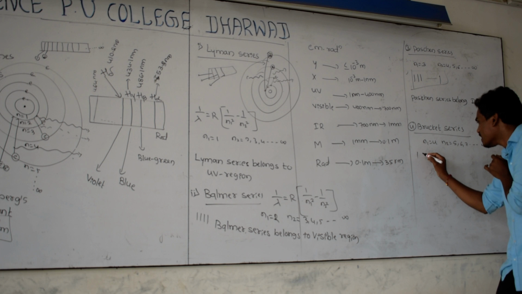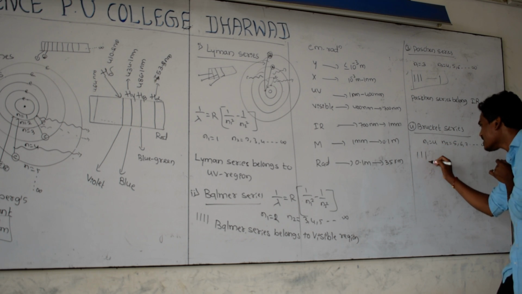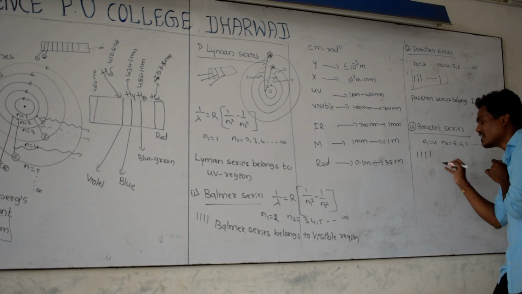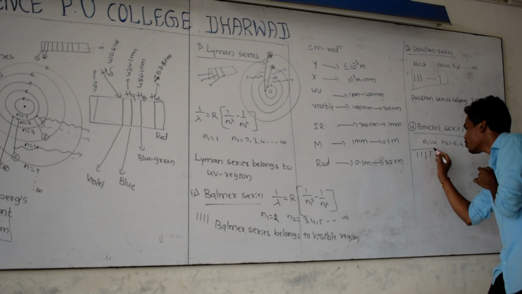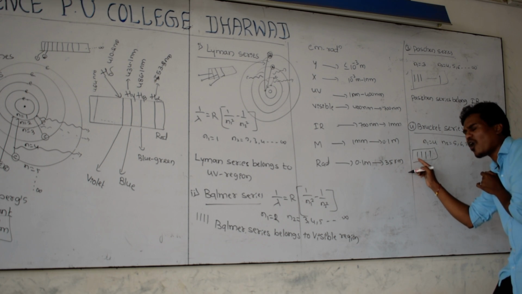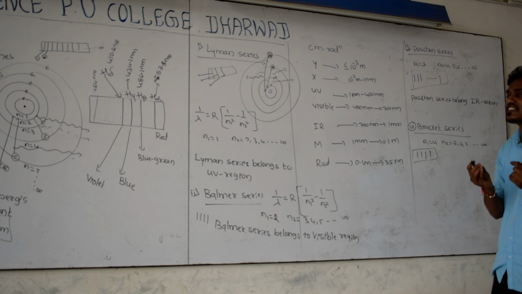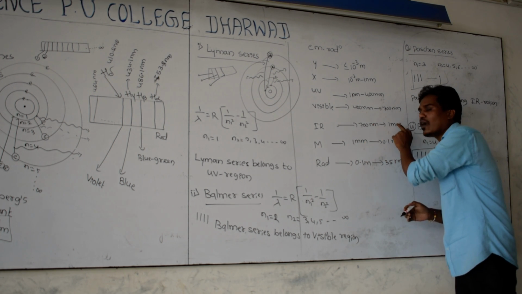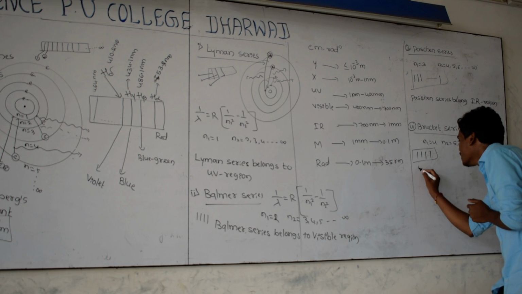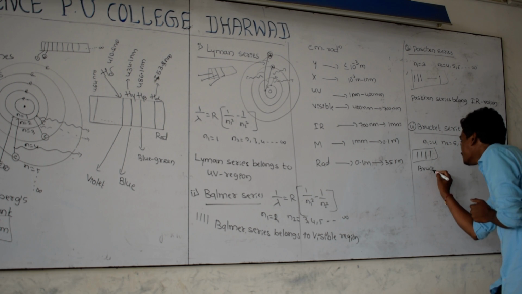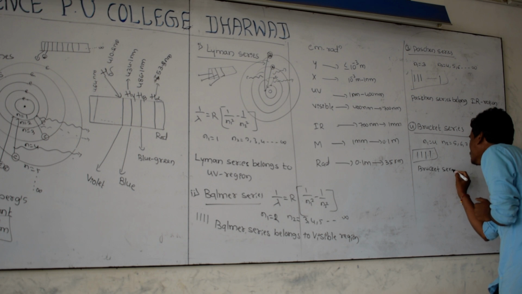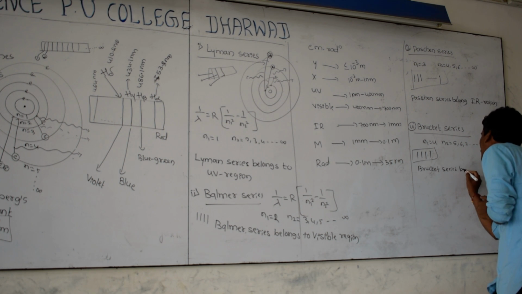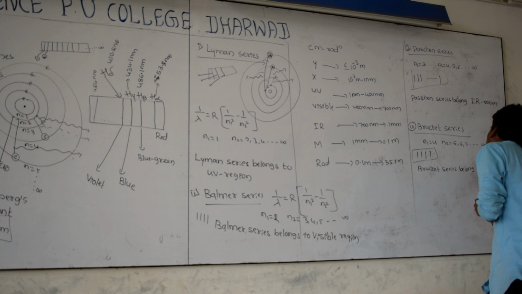6th to 4, there is a line. 7 to 4, there is a line. Infinity to 4, there is a line. He found out the wavelength of all these radiations. The answer lies in between 700 nanometer to 1 millimeter. Then it means Brackett series also belongs to the IR region.